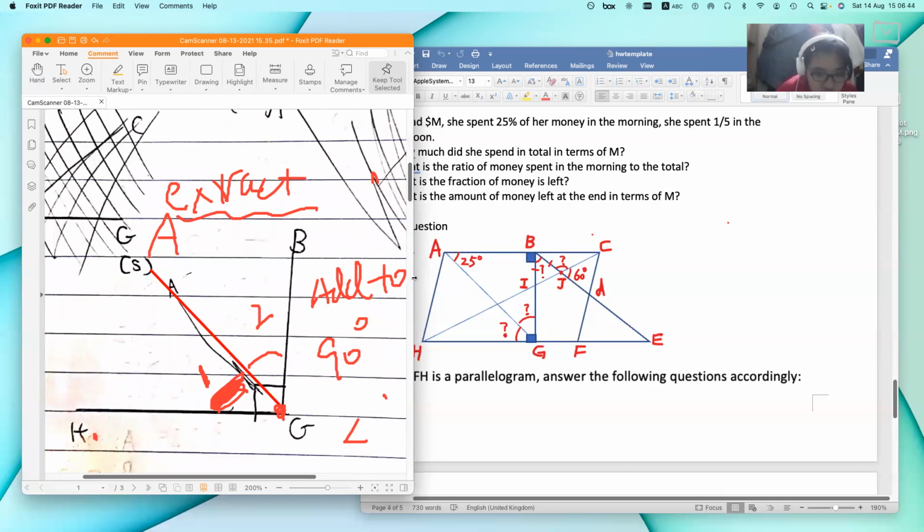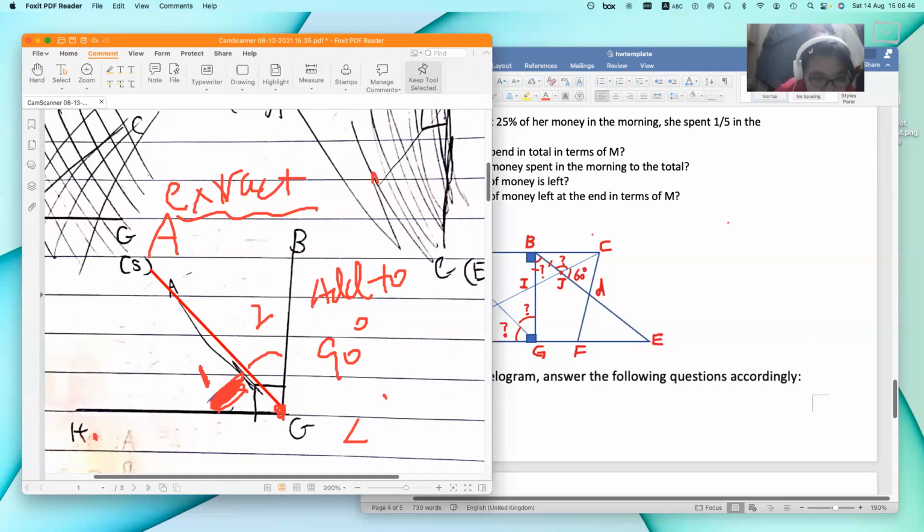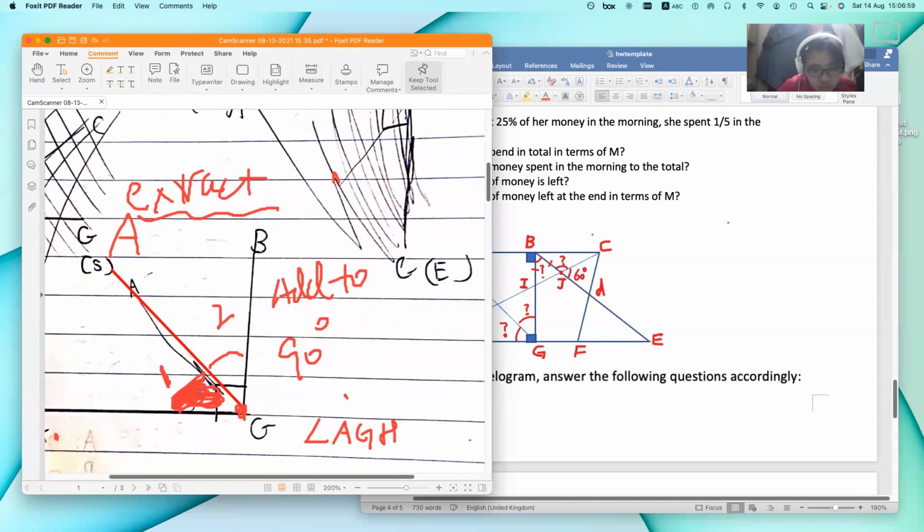Is it E? Angle one? A. Angle one is AGH. AGH, okay, good. Angle two? This one. B, G, A. Okay, B, G, A. So you can tell these two angles are complementary.